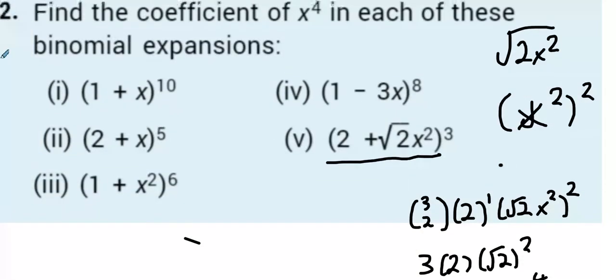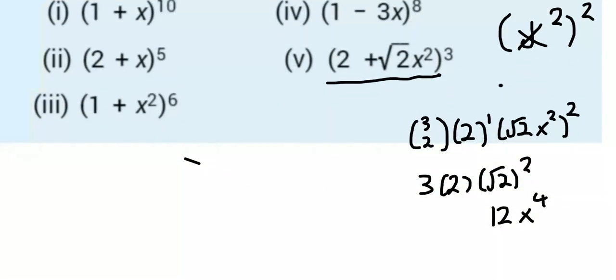12x4. Oh, I lost marks. It says coefficient only. So technically, I'd have to say the answer is 12. Coefficient is the number that comes in front of the x4. So if you look at the back of the book, it won't have 12x4. It'll just have 12.